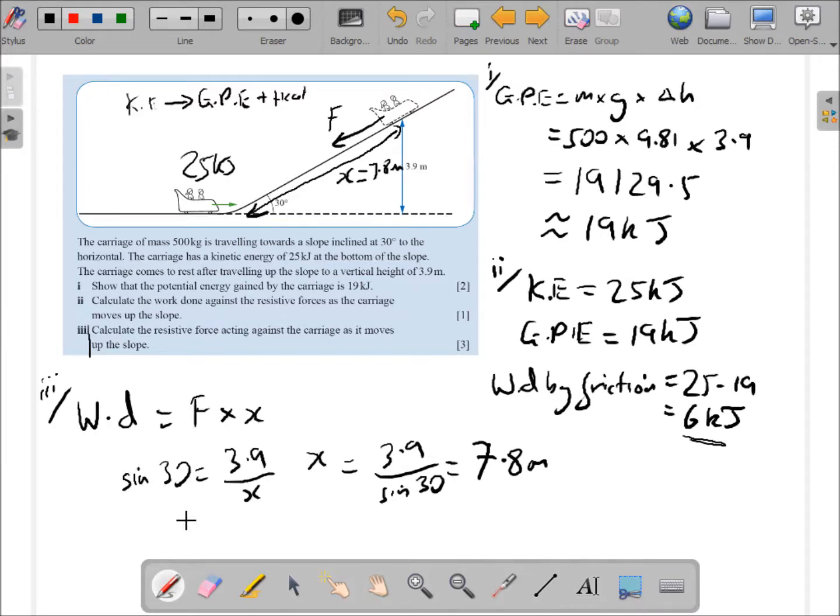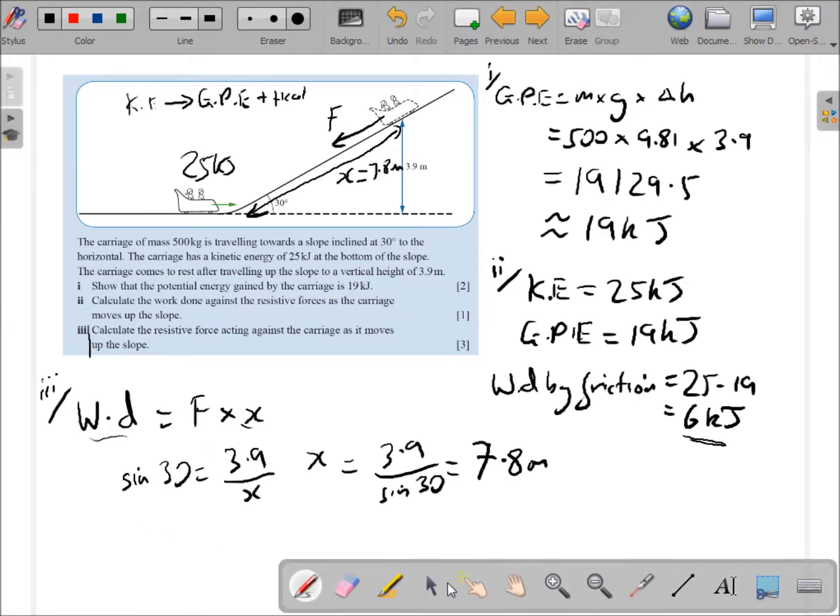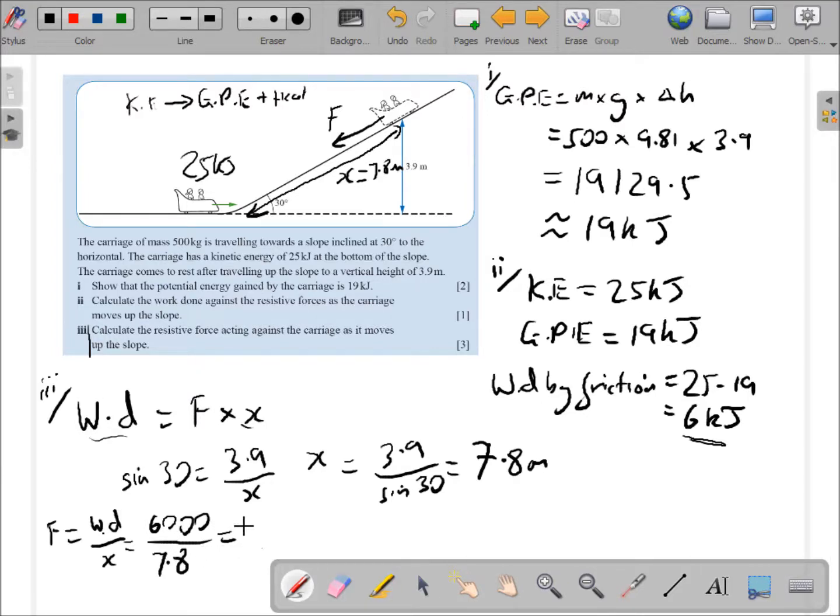Now that's good, because now we've got an equation where we've got the work done, that's 6 kilojoules, we've got the distance x, and we're trying to find the force F. So all we need to do at this point, just move this out of the way, is rearrange for F. So rearranging this for F, the x is going to come under here. We're going to get work done divided by x, going back into joules for this point because we need to get our force in newtons. So 6 kilojoules is going to be 6,000 joules divided by 7.8 meters, which equals 769 newtons.